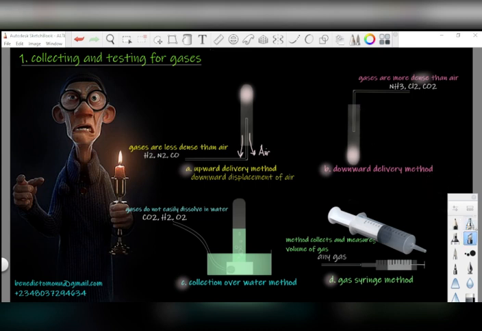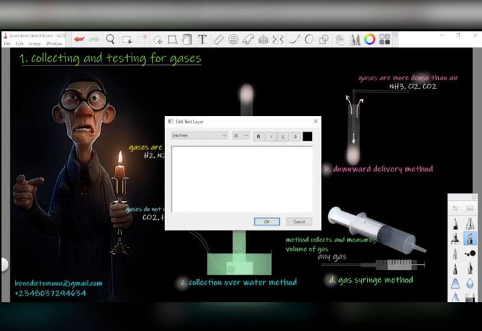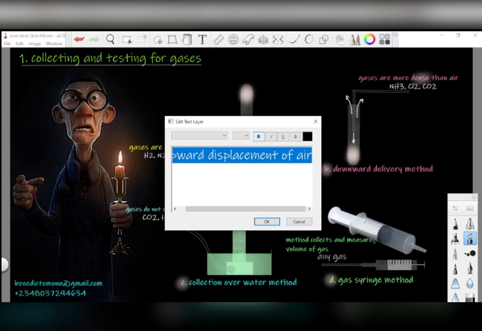Now, if we look very well, just like the other one, when these gases empty in here, they're going to push air particles in this tube in this direction, upward. So this method is also called upward displacement of air method.